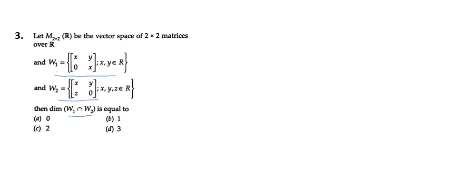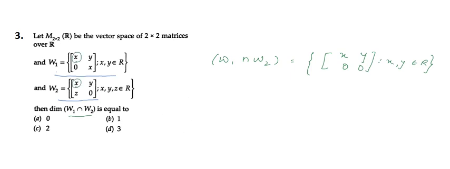So let us find W1 intersection W2. So W1 intersection W2 will be a matrix. We will have here X, here Y, here 0 and 0. And this will be with X, Y belonging to R. So this will be our intersection, because here we have X and X common, and here we have Y and Y common, but in these two we don't have anything common, so we have to put zeros here. And now this will be our W1 intersection W2. So the dimension of W1 intersection W2 will be 1. So our answer to question number 3 is B, that is 1.